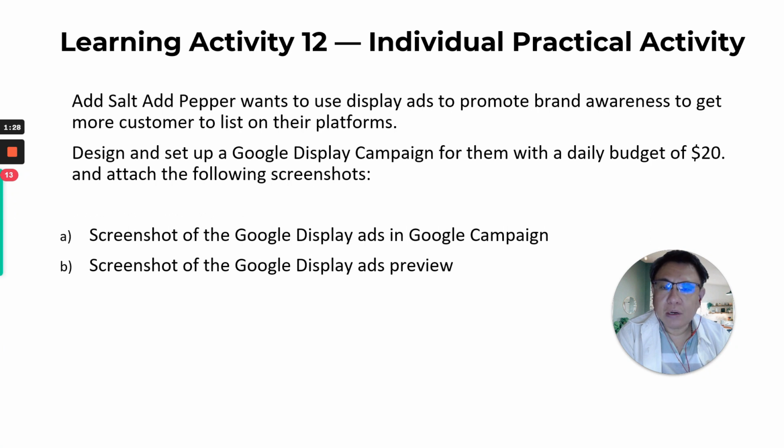Add Salt, Add Pepper wants to use display ads to promote brand awareness to get more customers to list on their platforms. Design and set up a Google Display campaign for them with a daily budget of $20 and attach the following screenshot. The screenshot of the Google Display Ads in the Google campaign and also the screenshot of the Display Ads preview. So how do we do this?